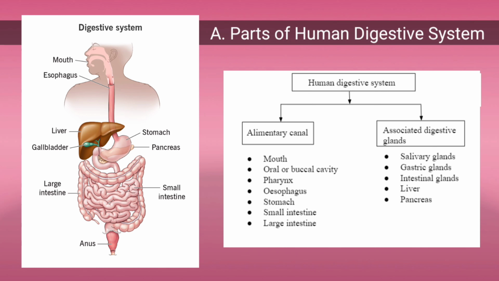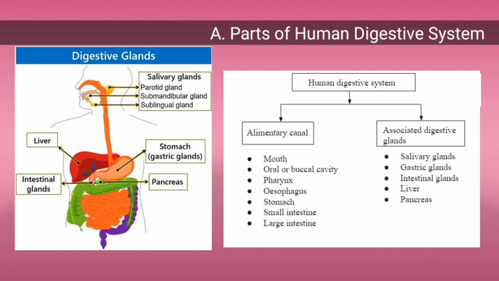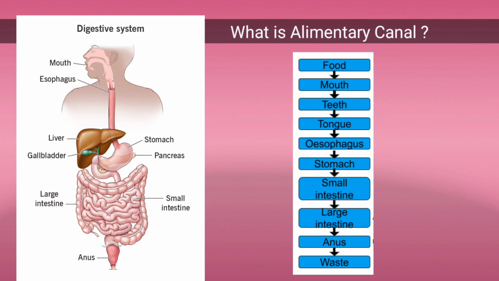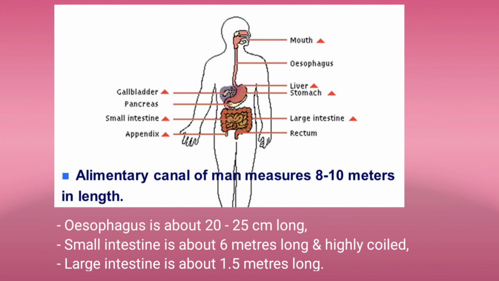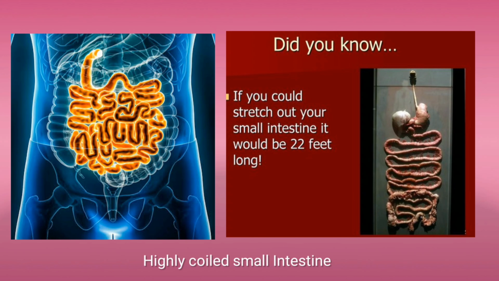This is our digestive system, which you can see consists of two parts: the alimentary canal and the digestive glands. The alimentary canal is a muscular tube which starts with the mouth and ends at the anus. It is about 9 meters long and is highly coiled in certain regions, as in the small intestine.